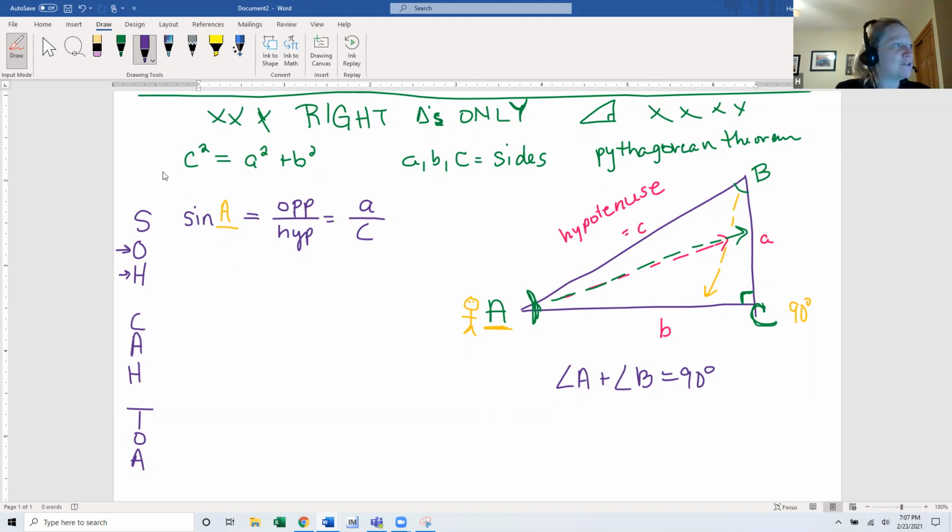These are sometimes called trig ratios. That's because that's what they are. It's a ratio of one side to the hypotenuse.